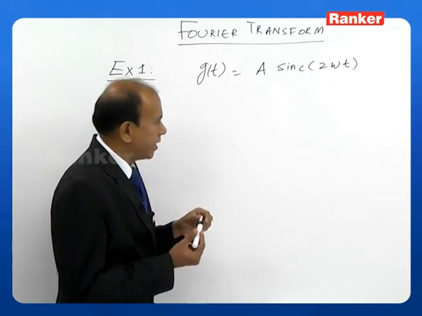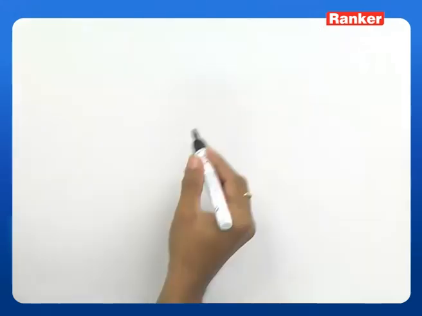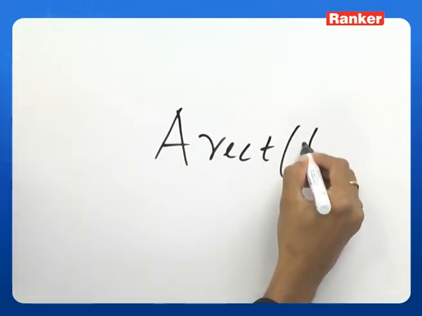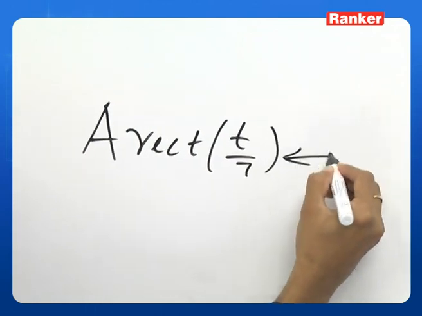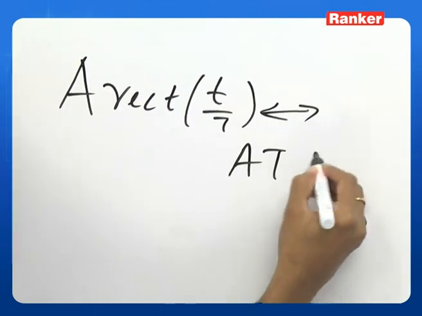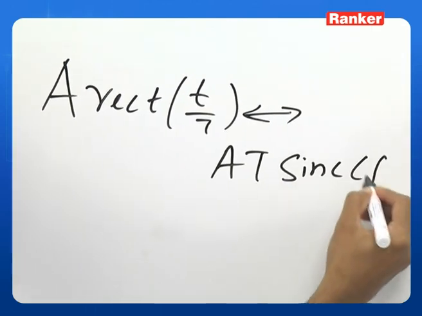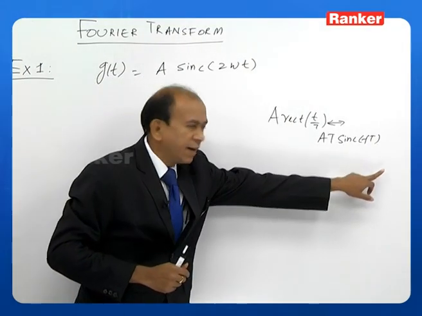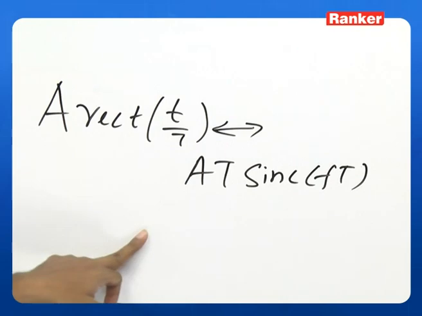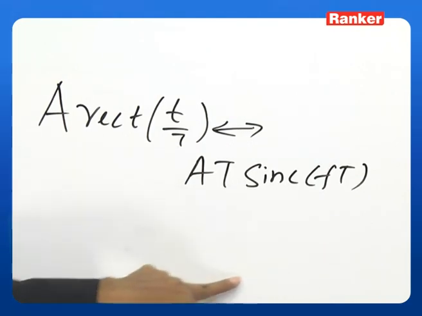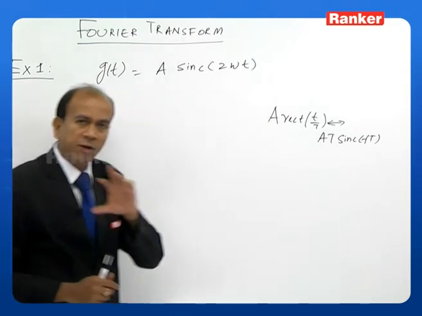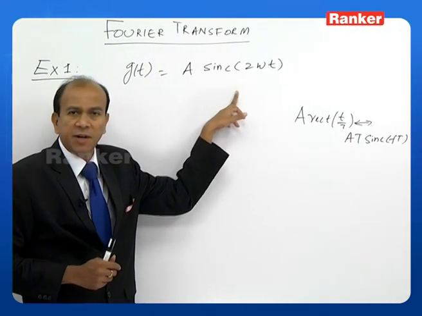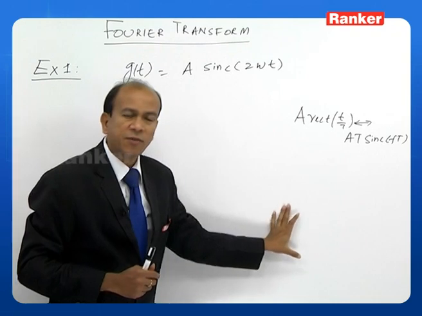If you remember, earlier we have seen that a rectangle t by T has a Fourier transform which is equal to AT sinc fT. That means the Fourier transform in the frequency domain is a sinc function. What is the problem given? The problem given here is talking about a sinc function in the time domain. So this is a perfect case of the duality property.